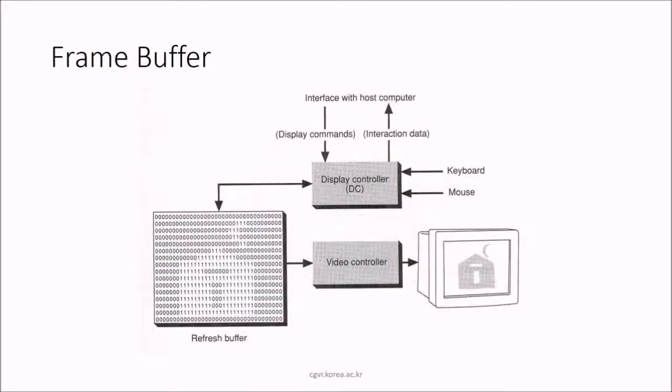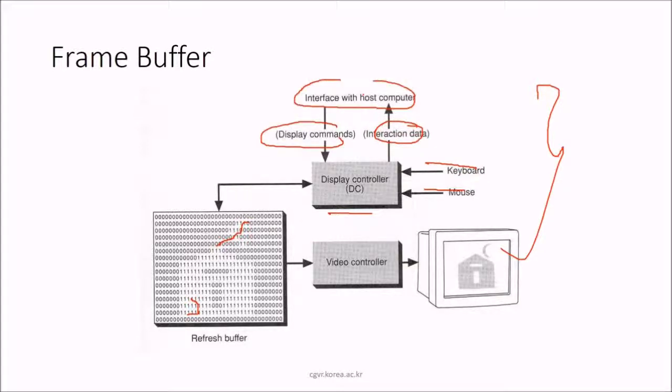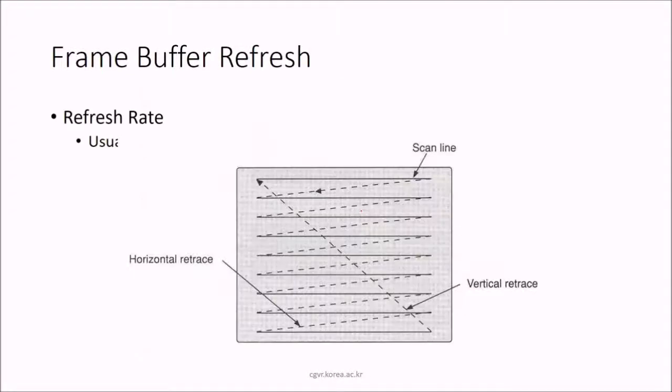The important part here is the frame buffer, so let us see the frame buffer. It consists of various things. This is the refresh buffer, and you can see the graphics, 1111. You have a display controller which can be connected to keys, keyboard and mouse. Here you have interaction data and display commands, with the interface to the host computer, and a video controller which outputs this refresh buffer, this 1111, to the actual display device.